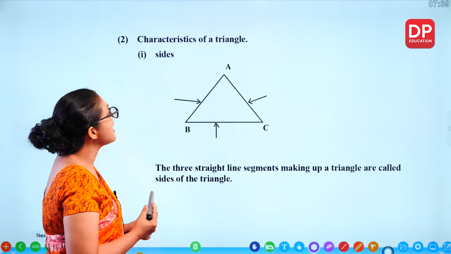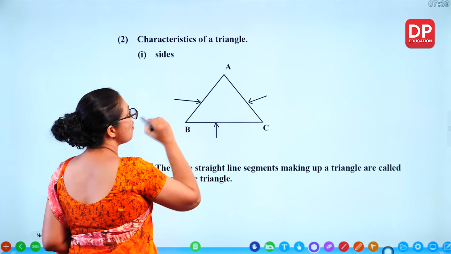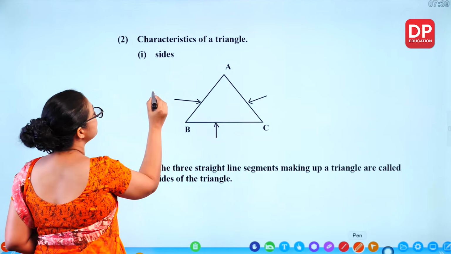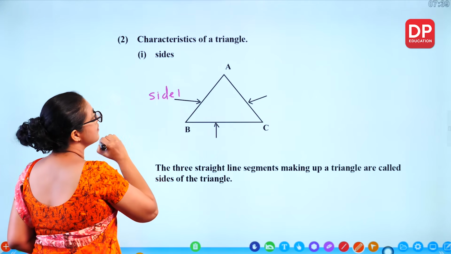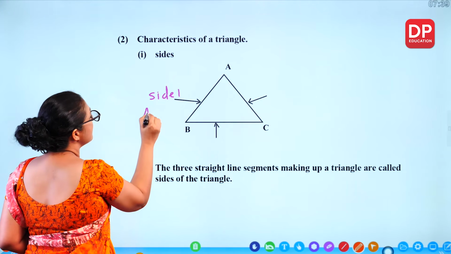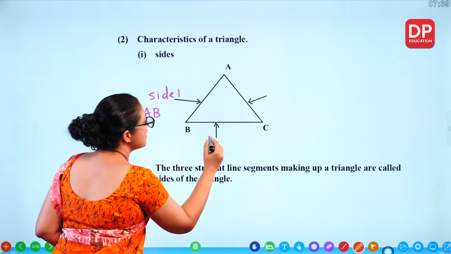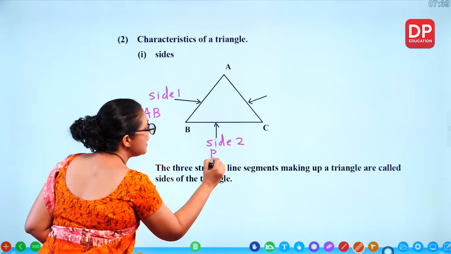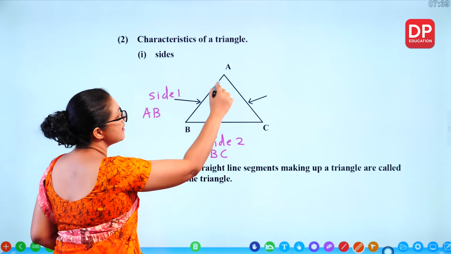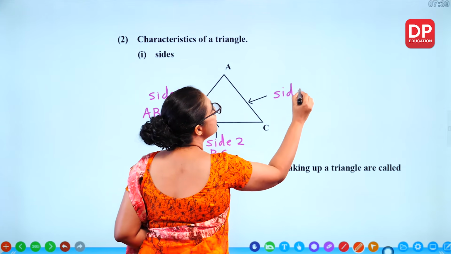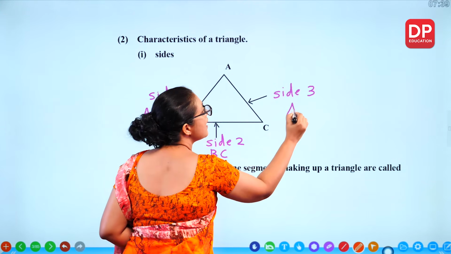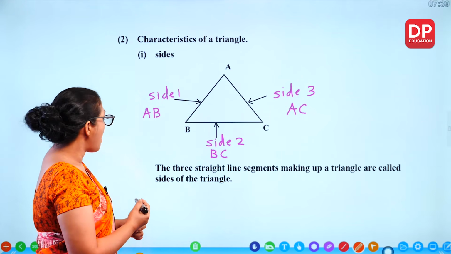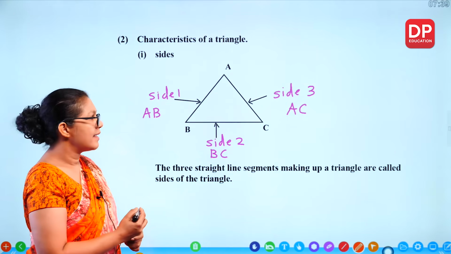First, you need to know what sides are. So when you take triangle ABC, this is one side. AB is one side. We can say side 1, AB. What's side 2? This is another side. We'll call it side 2. We can label it as BC. Then the third side, side 3, we can write AC. The 3 straight line segments making up a triangle are called sides of the triangle.